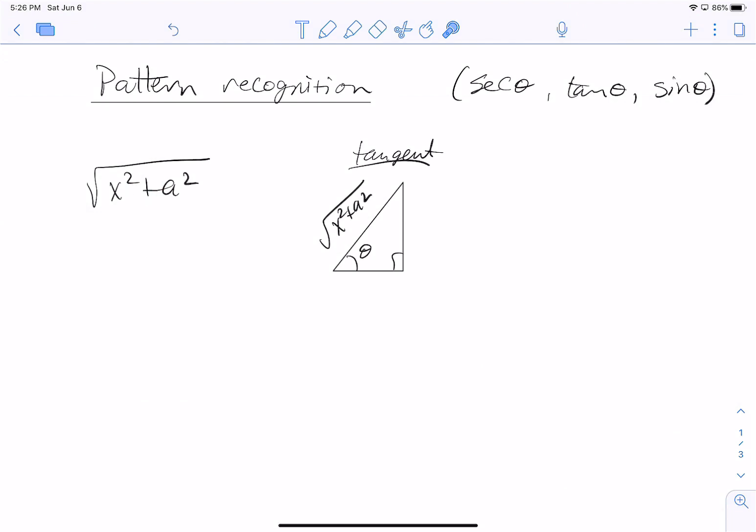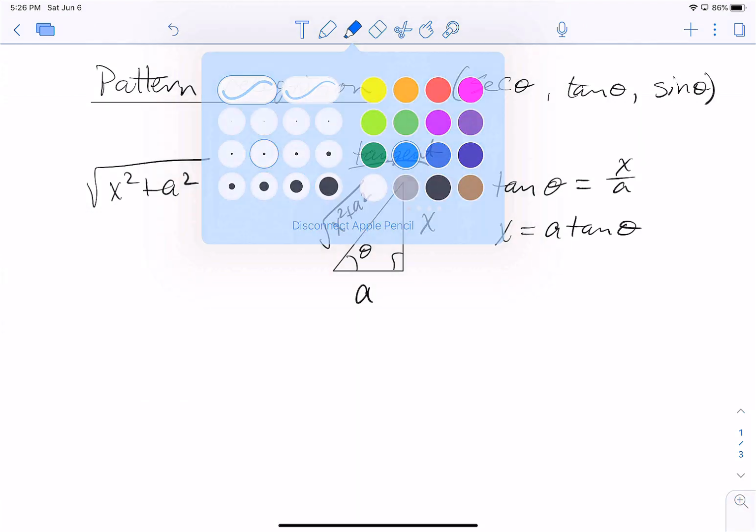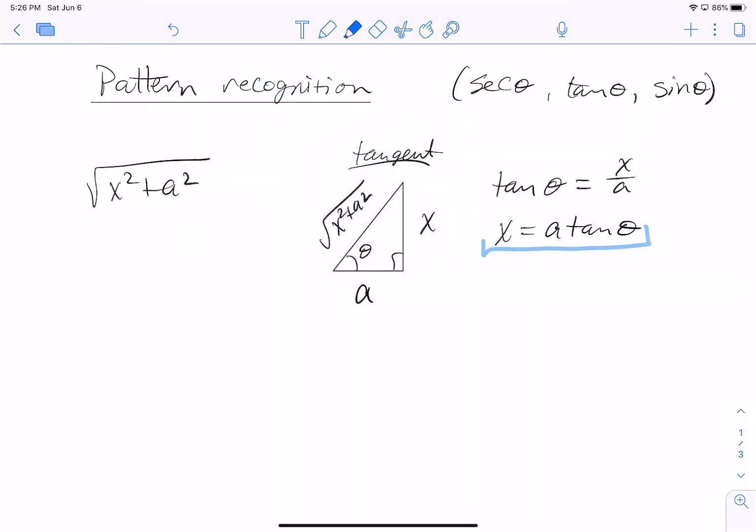So knowing I'm going to be using the tangent function, I want to set up the tangent of theta in such a way that I do not end up with a variable in a denominator. That means that the vertical side is going to be x and the horizontal side is going to be a. We then have that the tangent of theta is equal to x over a, which means that x is equal to a times the tangent of theta. That is the actual substitution that we're going to use.